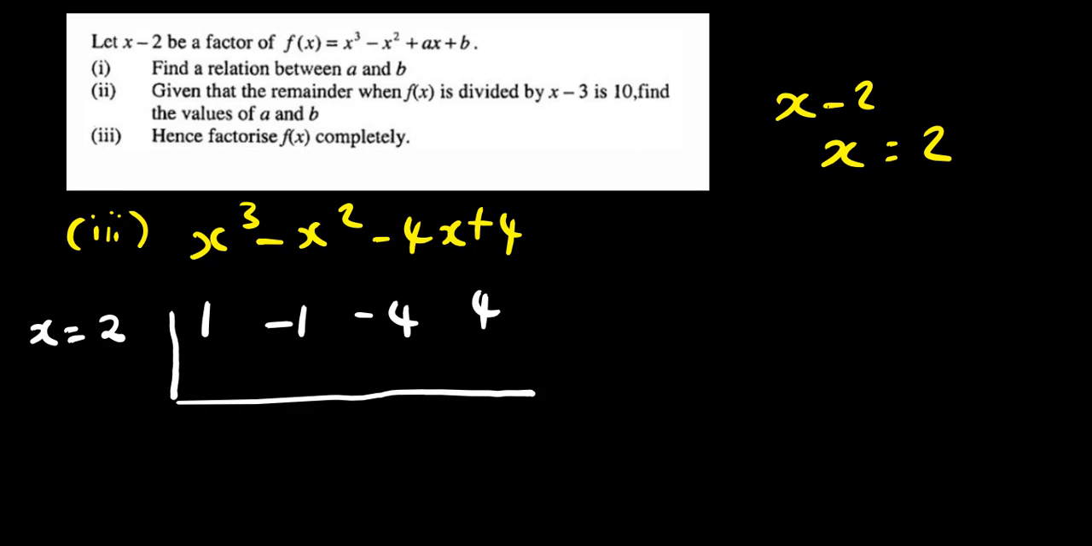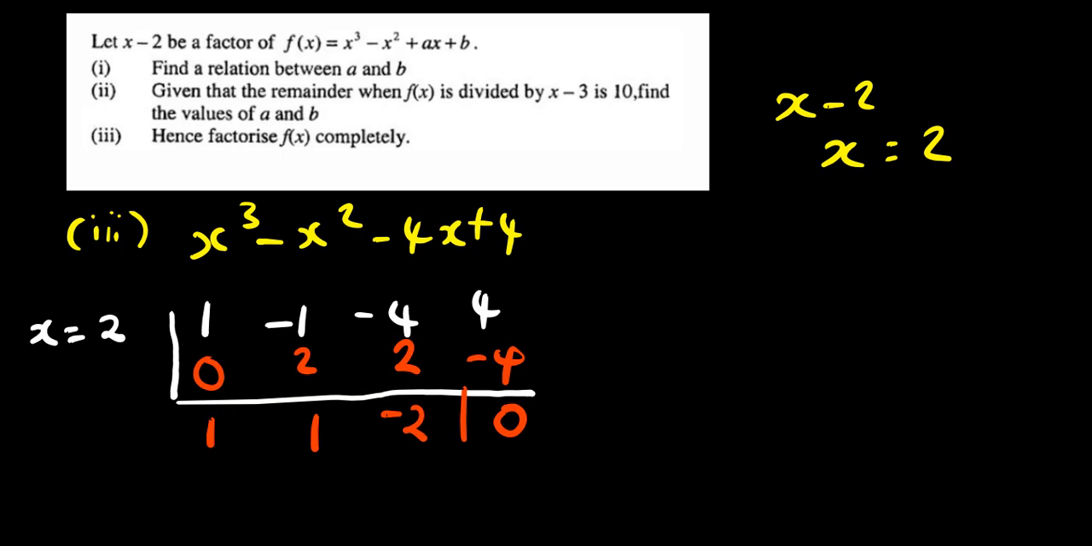So what are we going to do? We put a 0 first here. We add 1 plus 0, that is 1. 2 multiplied by 1 is 2. Negative 1 plus 2 is 1. 2 multiplied by 1 is 2. Negative 4 plus 2 is negative 2. 2 multiplied by negative 2 is negative 4. Negative 4 plus 4 is 0. You can see that this is a factor, so that's one of the factors.